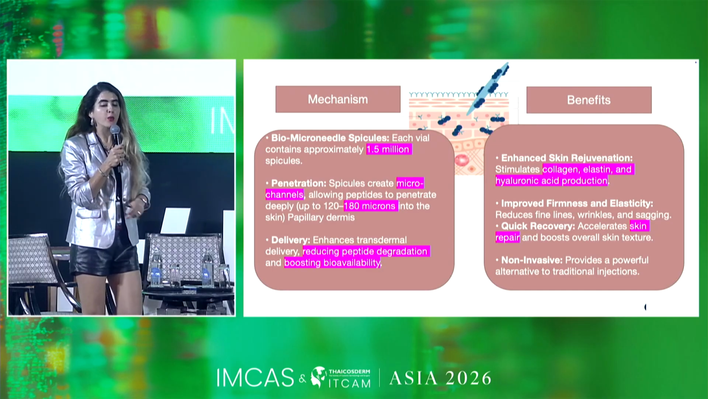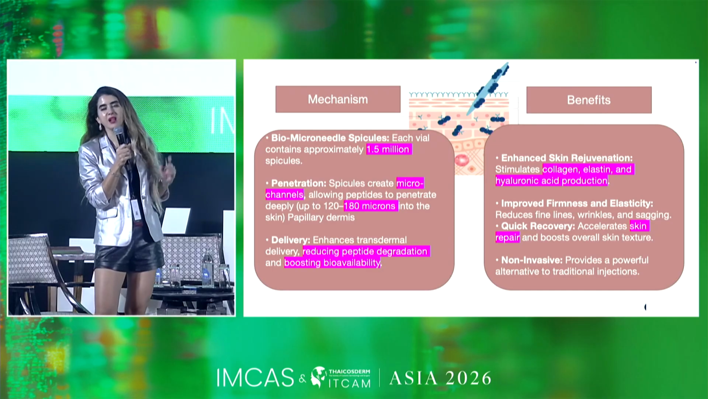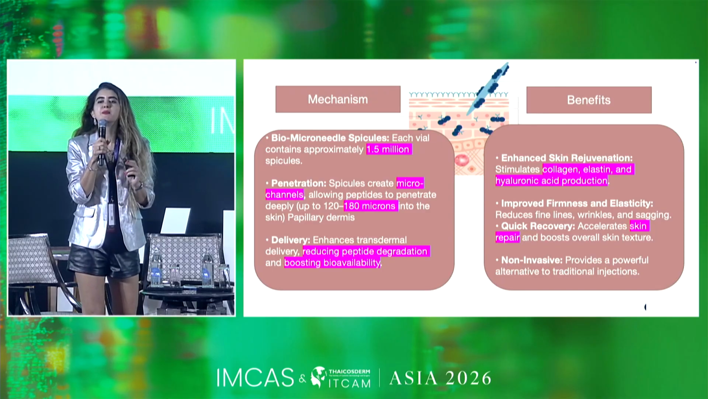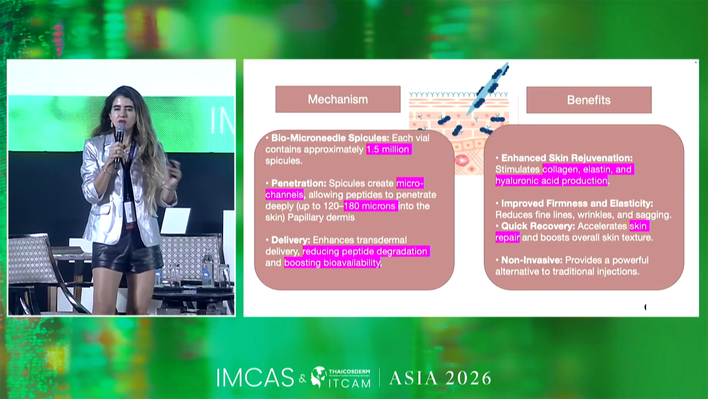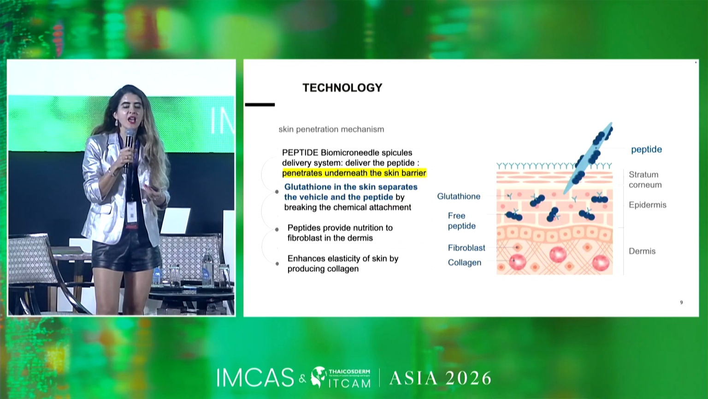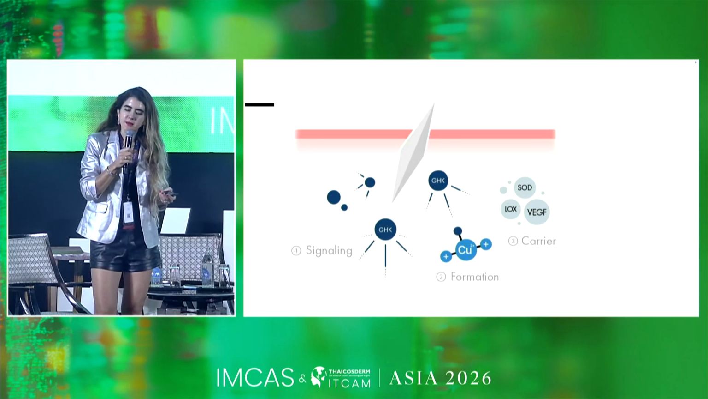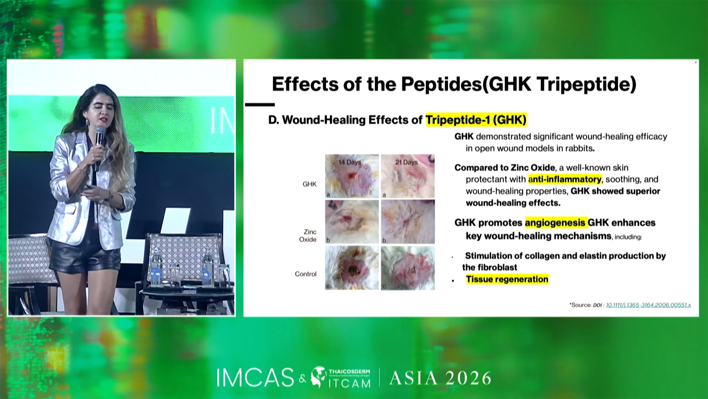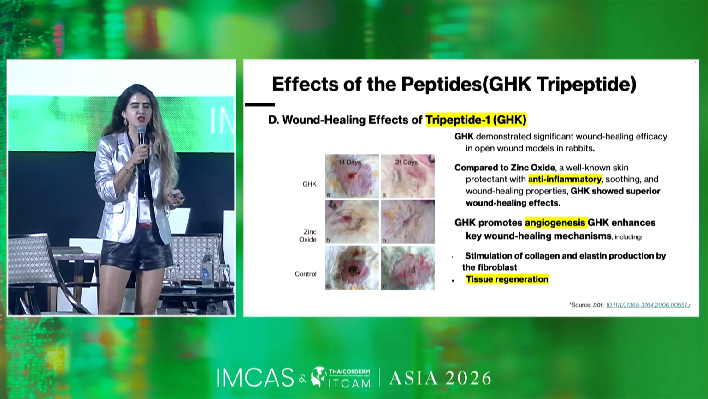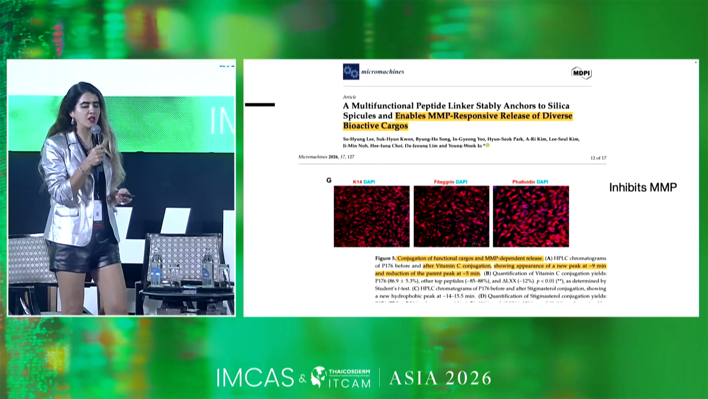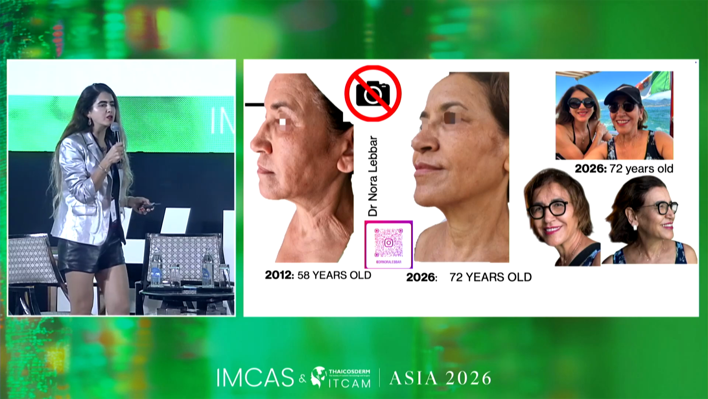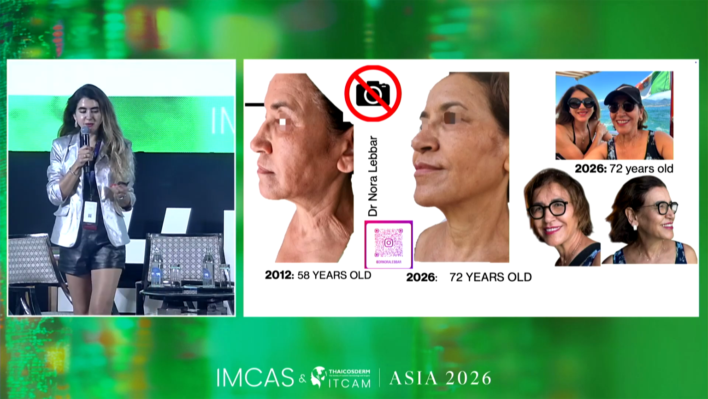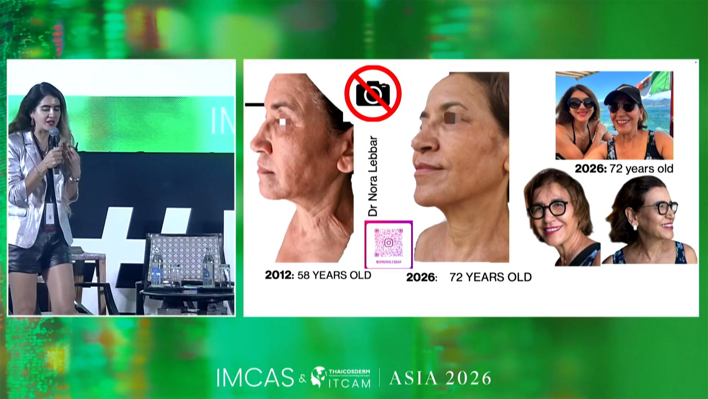We have more than 1.5 million spicules, and they create almost 180 microchannels on the skin. So without microneedling, without any device, they can deliver all the ingredients, such as peptides, and give amazing results. You can see some papers about the tripeptide, GHK copper peptide, to see the effect. The last one is about how it will block the metalloproteinases. So it also has an anti-inflammatory, anti-aging effect.